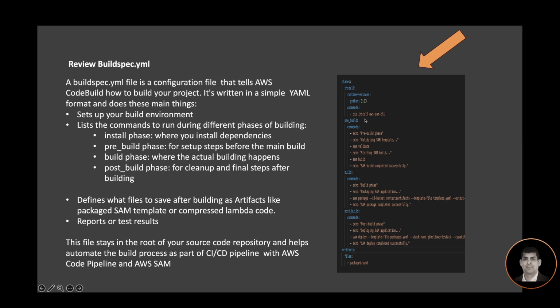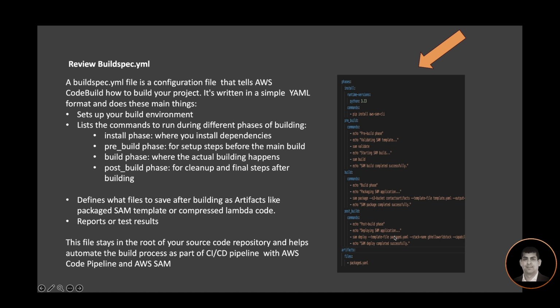Here is an example of the build spec file, and if you look at it, it has different phases: the install phase, build phase, post-build, and then artifacts. So here it's saying, hey, in the install phase, install the runtime and the AWS CLI. There is a pre-build where it's putting few messages like pre-build phase, validating SAM template, and so on. And it's also doing the build here. And then there is a build phase where I'm packaging it, and then post-build where I'm deploying it.